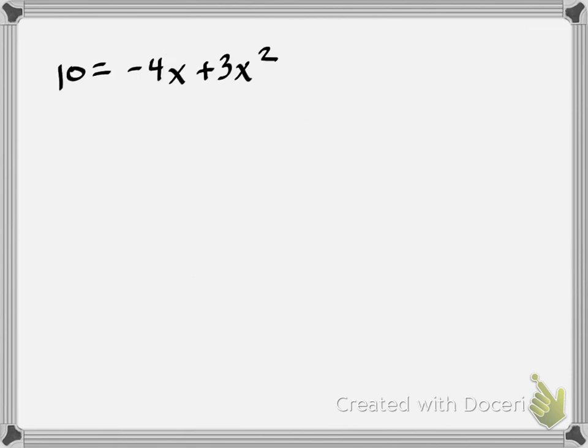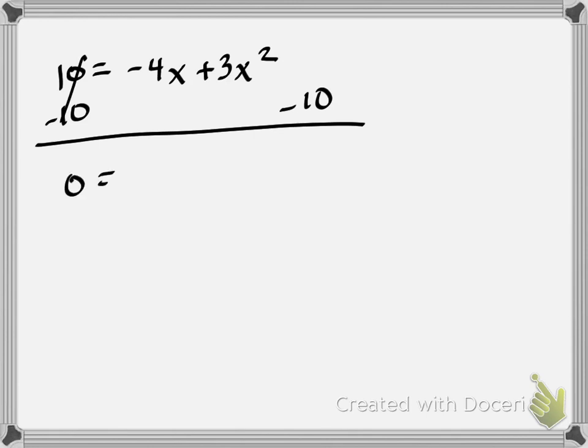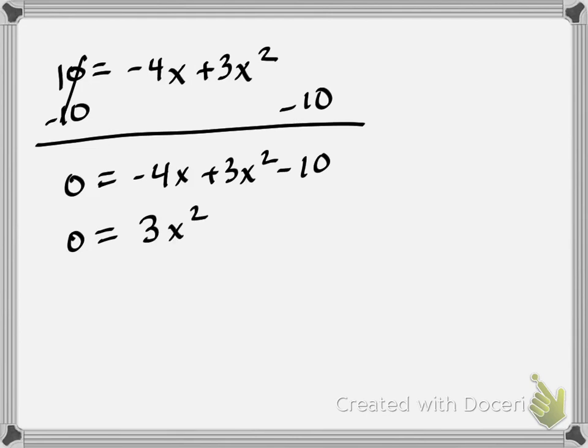All right, last question here. I'm going to minus the 10 over to here, and since there's no like terms on the right side, I'm going to put it over here where there's a blank. That makes 0, and I have negative 4x plus 3x squared minus 10. Now, it doesn't matter if the equal sign's on the left. Don't worry about that. But I still do want to put things in order. So my 3x squared comes first, my minus 4x comes second, my negative 10 comes third.